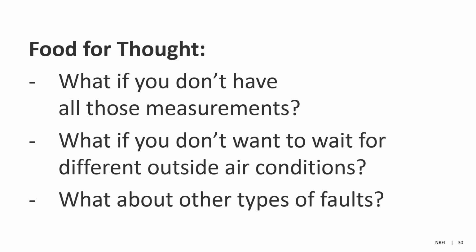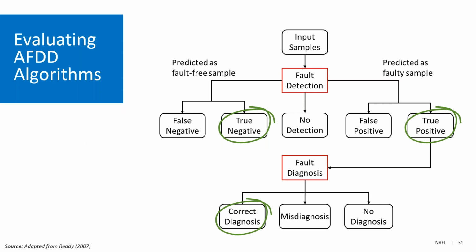Now, just real quick before I talk about some of the open challenges, I want to talk about evaluating AFDD algorithms. And this is important because whenever you're trying to say whether or not a building is experiencing a fault and what that fault is, your algorithm could get it wrong. And so you have to think about what are the implications of getting things wrong. So in this diagram, we're taking input samples, that's basically data, and we're feeding those data through a fault detection step and then later through a fault diagnosis step.